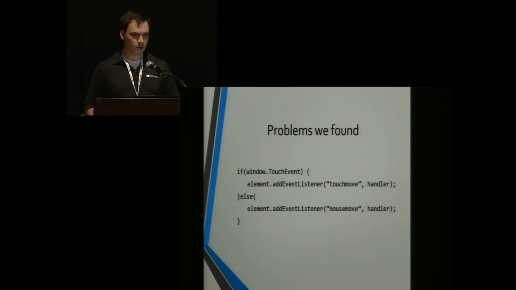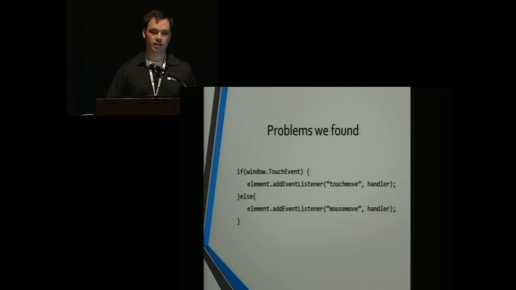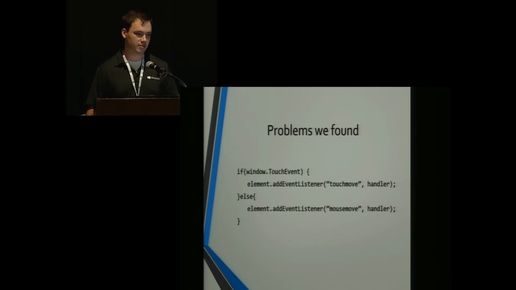Just as an example, we saw a lot of this on the web: if window.TouchEvent, addEventListener touchstart, else addEventListener mousedown. And what this means is it assumes you had a touch-only device. So if I go grab my tablet that has a USB port and I plug in a mouse, or I have my Chromebook Pixel with a trackpad, my mouse stops working. Oops.